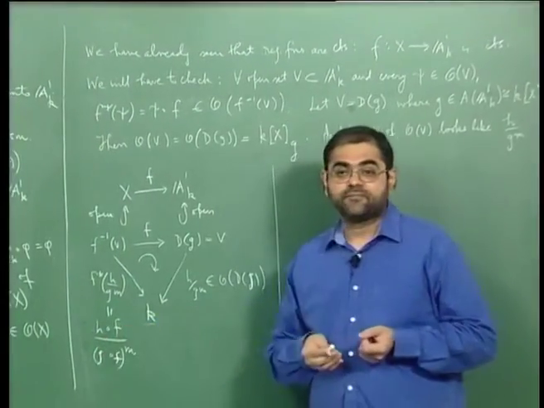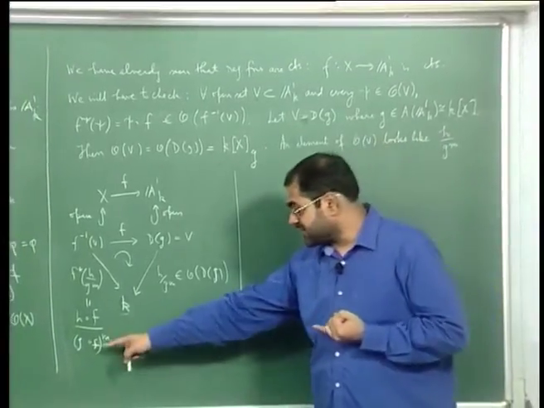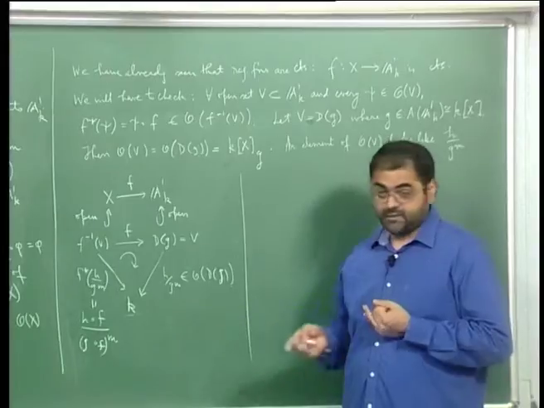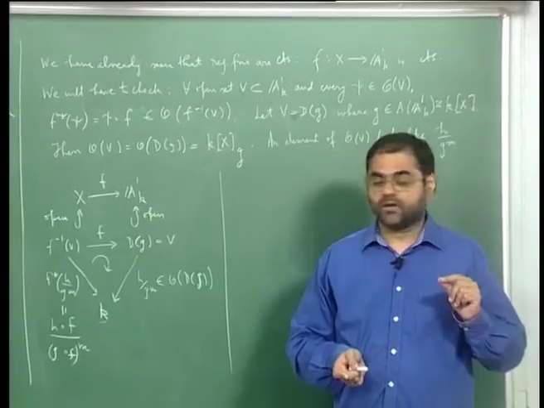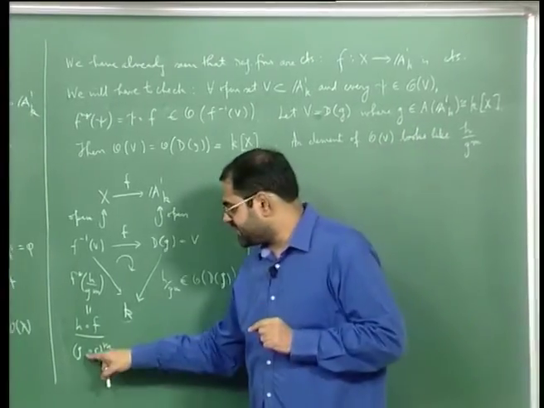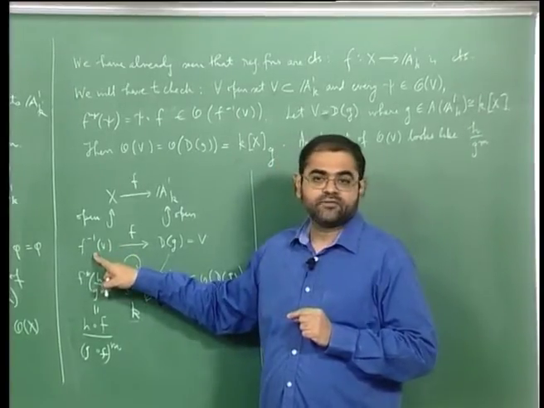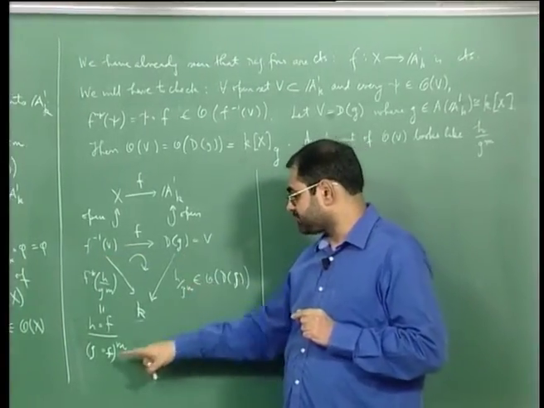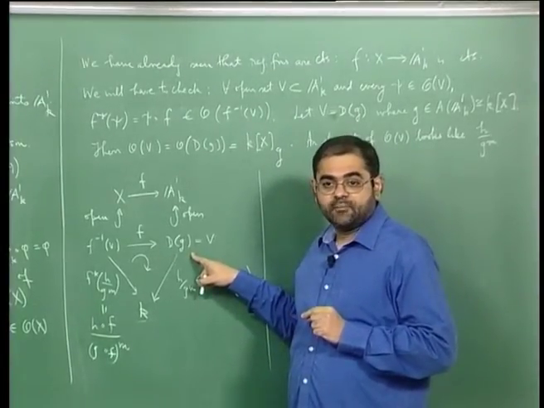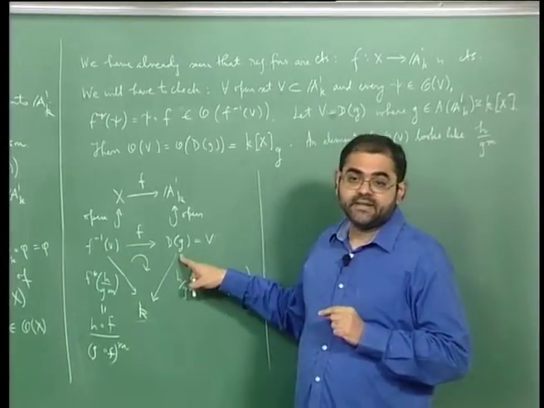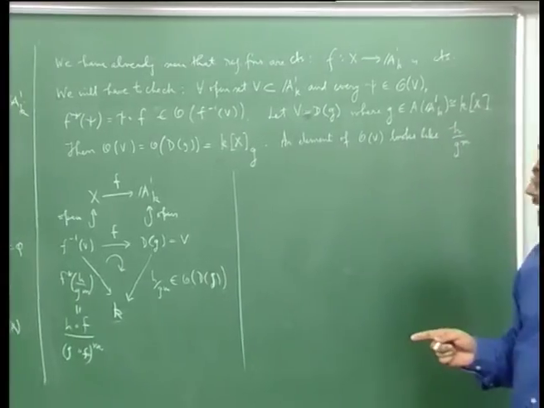Therefore it is enough to show that h circle f is a regular function on f inverse v, g circle f is also a regular function on f inverse v, and g circle f does not vanish on f inverse v, okay. It is very clear that g circle f cannot vanish on f inverse v, because if it vanished at a point on f inverse v, it would mean that at the image of that point under f, g will vanish, but then the image of that point is supposed to lie in dg where g cannot vanish. So g circle f cannot vanish on f inverse v.